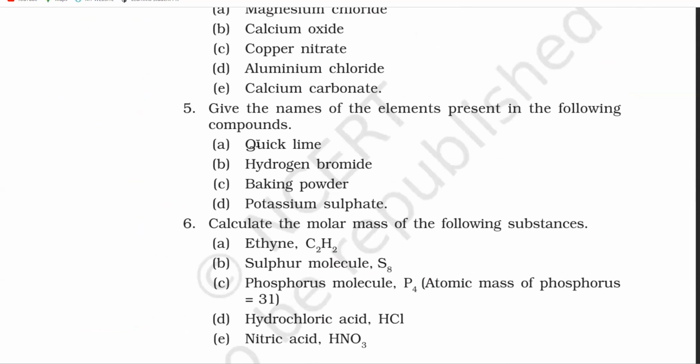Okay, write down the formula of these compounds: quicklime, hydrogen bromide, baking soda, and potassium sulfate. Chemical formula. And name the elements of the compound present in it. First write the formula, then you can easily name the elements.